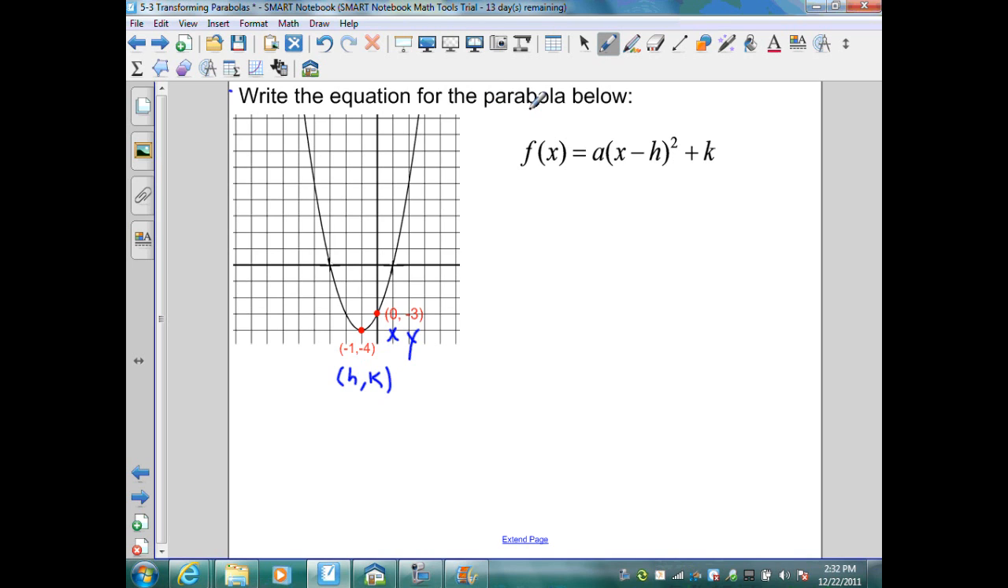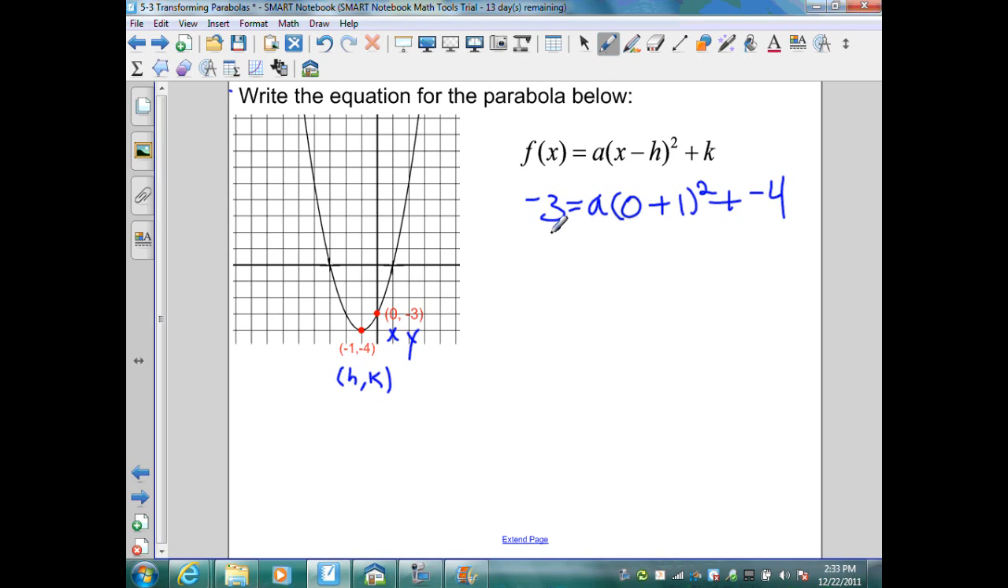So let's substitute in. F of x is y, so I'm going to plug in a negative 3. I don't have an a given, so it just remains a. X is given by 0. H is a negative 1, so a negative is going to be plus 1 squared, plus k, which is a negative 4.